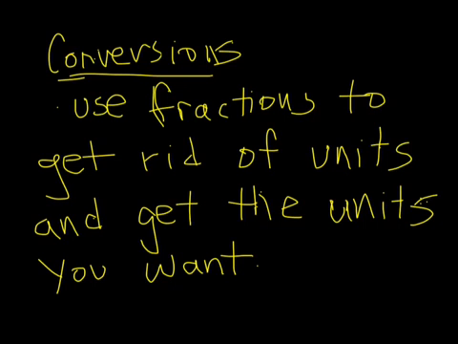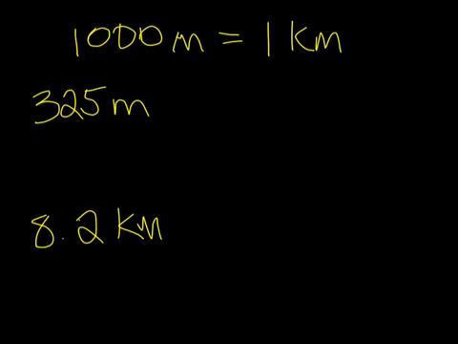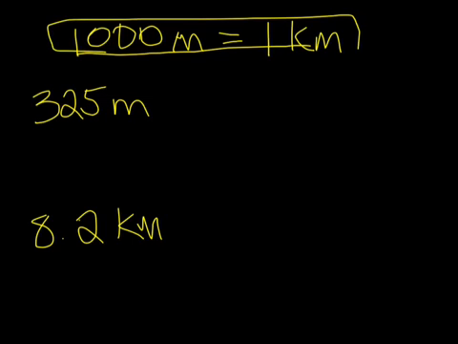Conversion factors and conversions use fractions to get rid of the units that we don't want and get the units that we do want. Now, this is using some basic multiplication and paying attention to our units. All of these conversions require us to have some equivalent value. So 1 kilometer is 1,000 meters.